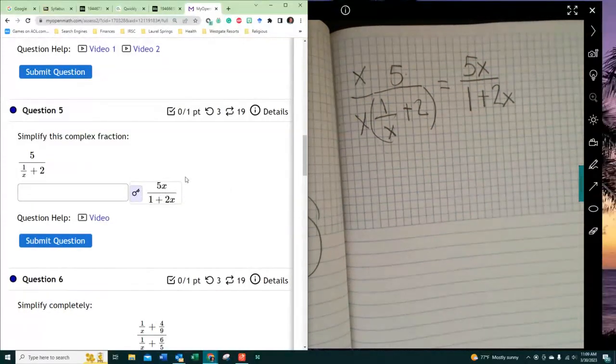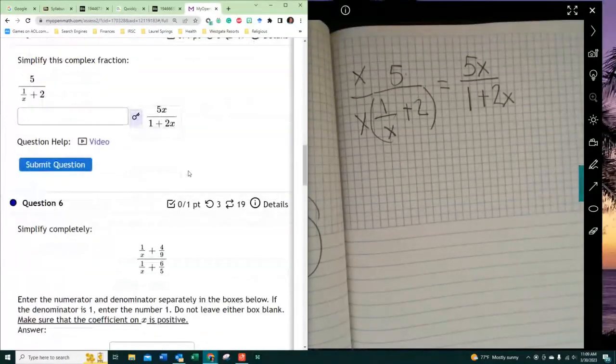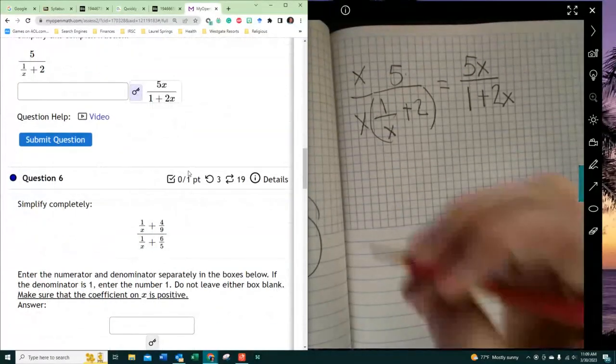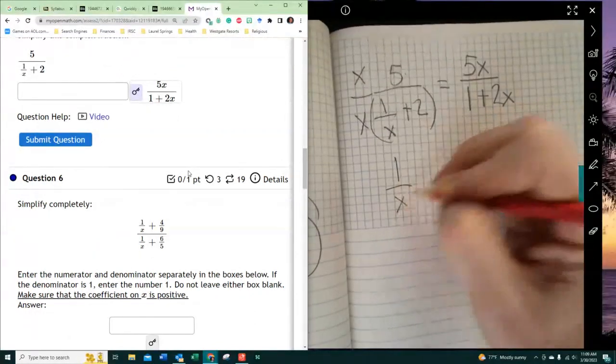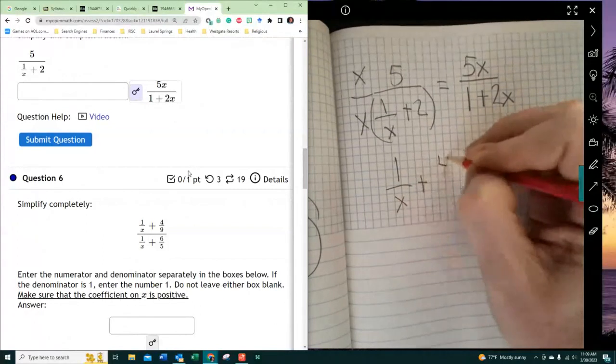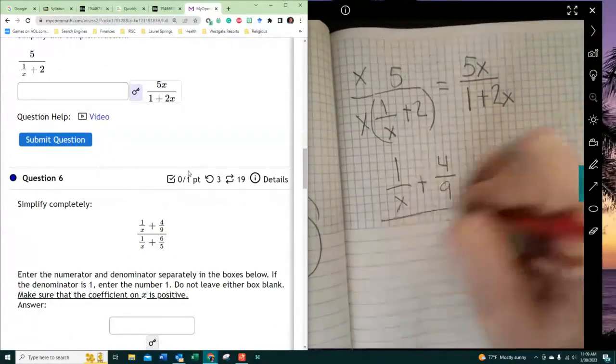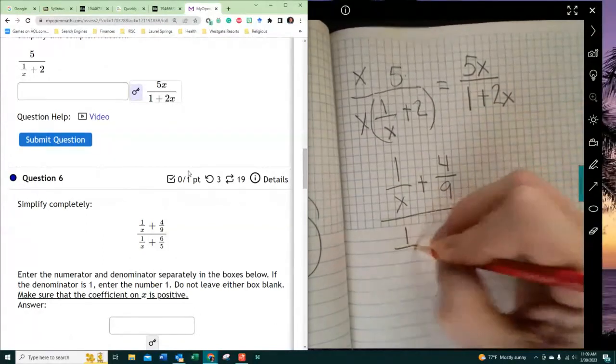So that is a very powerful strategy that I just gave you there. Okay. Now let's take a look at this one. It starts to look a little bit busier.